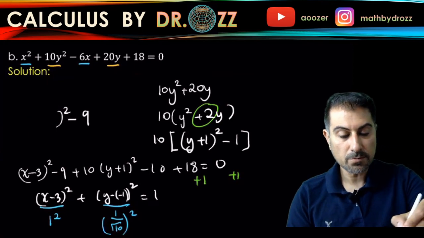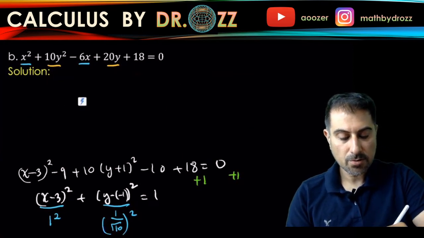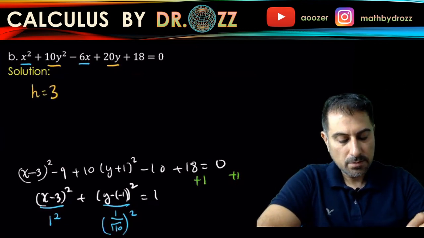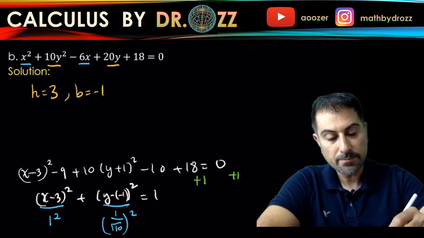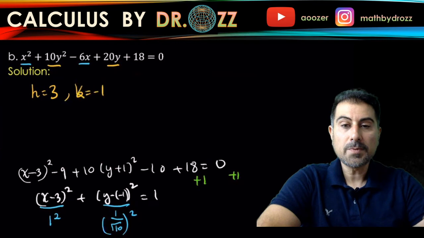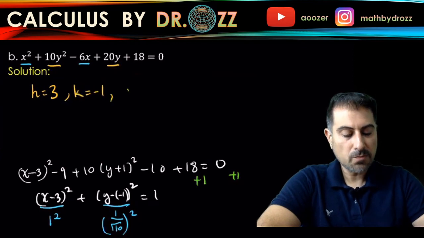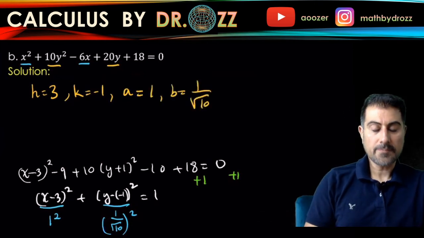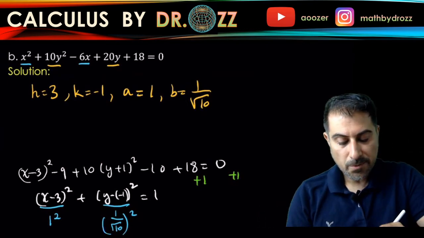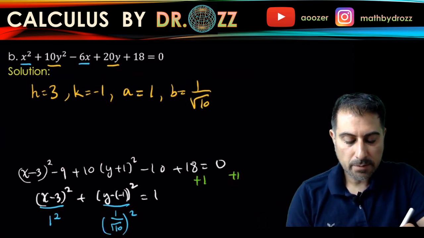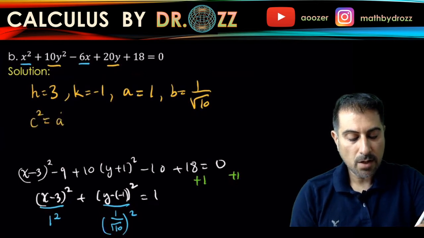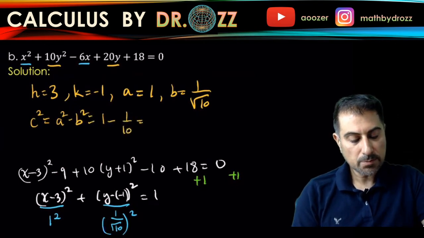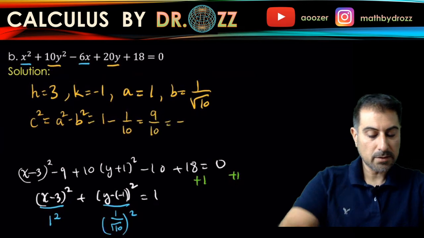so that in one shot I can grab h, k, and b. Let me just continue from here. I'm going to have h to be 3, and k to be negative 1, and a to be 1, and b to be 1 over radical 10. Remember that a is supposed to be greater than b, so that's why I called a 1. From the relationship c squared equals a squared minus b squared, I have 1 minus 1 over 10, that is 9 over 10. So c is plus or minus 3 over radical 10.